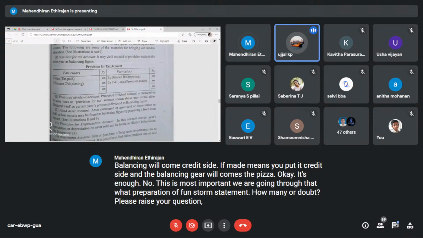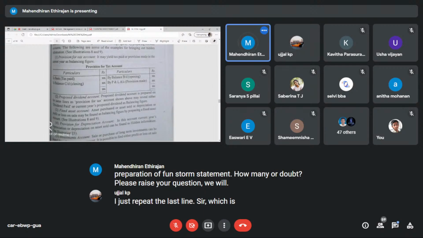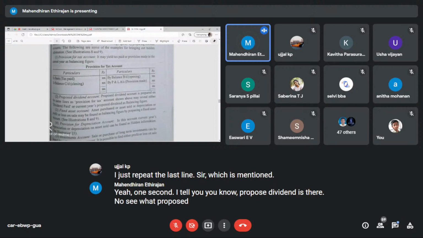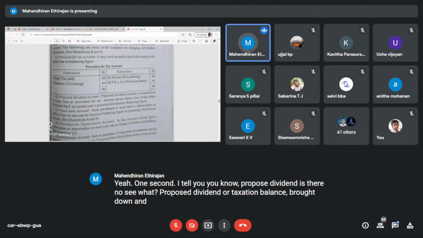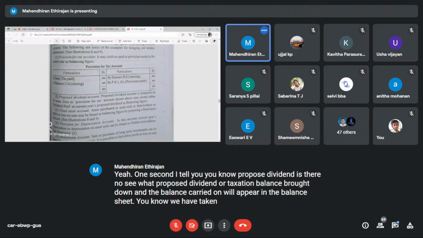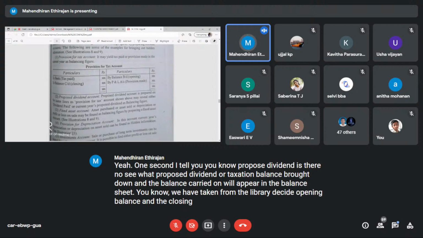Can I just repeat the last line, sir, which you just mentioned? Yeah, one second, I will tell you. Proposed dividend or taxation balance brought down and the balance carried down will appear in the balance sheet. We have taken from the liability side the opening balance and the closing balance.